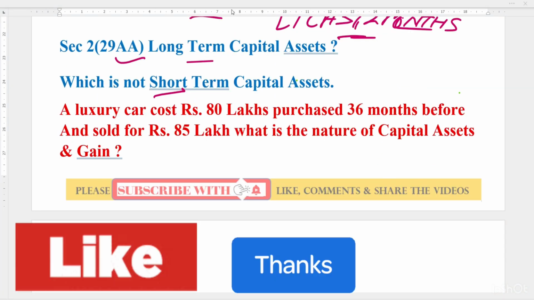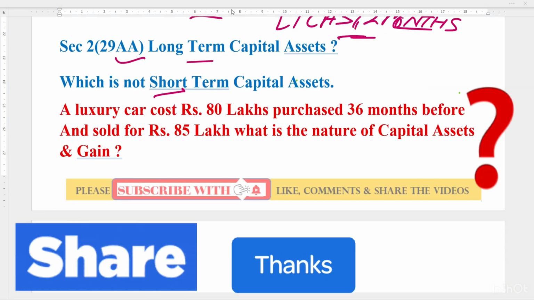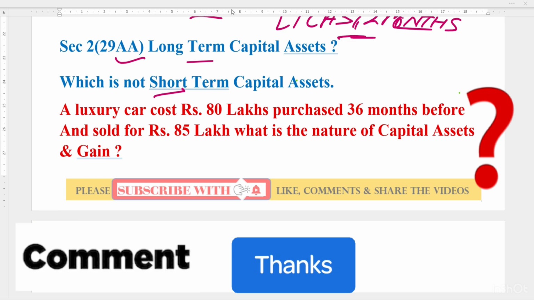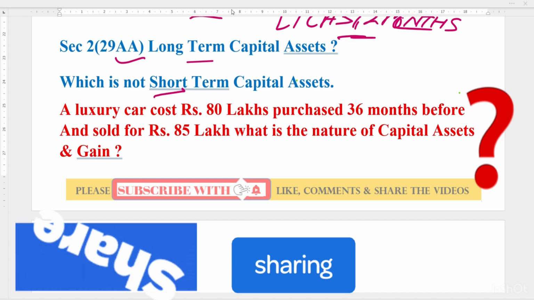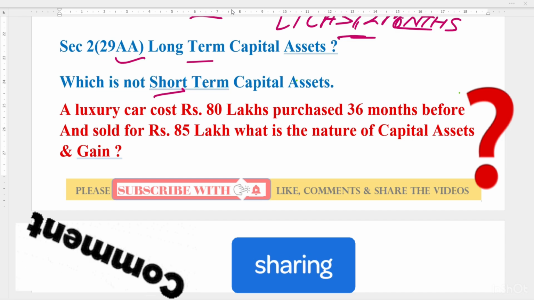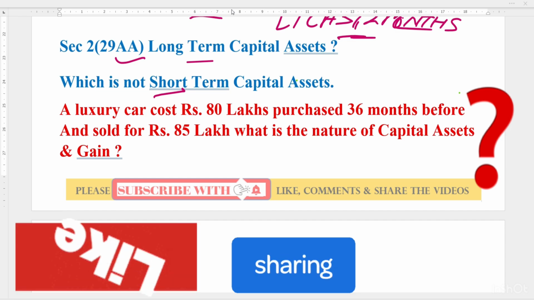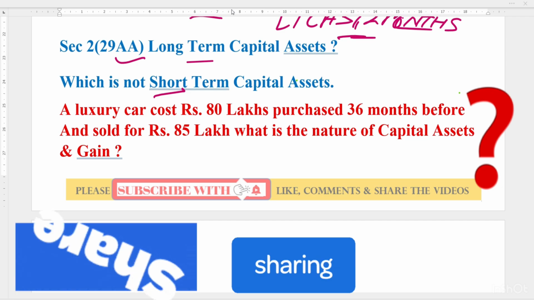At last, there is a question for my learned audience. A luxury car cost rupees 80 lakh, purchased 36 months before and sold for rupees 85 lakhs. What is the nature of capital asset and capital gain?